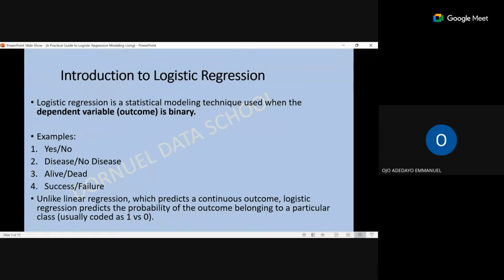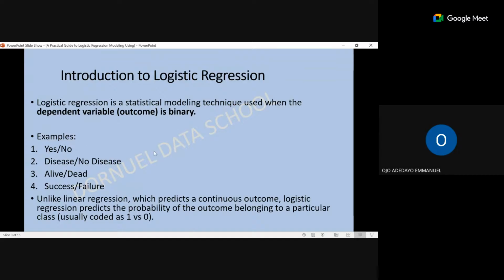Then if you go for a screening, if you are screening people for a particular disease, it's either the disease is present or no disease. It's either someone is alive or dead. It's either success or failure. So anytime you are having binary responses like this, then we have a model called the logistic regression model. The logistic regression model. Please take note of that.